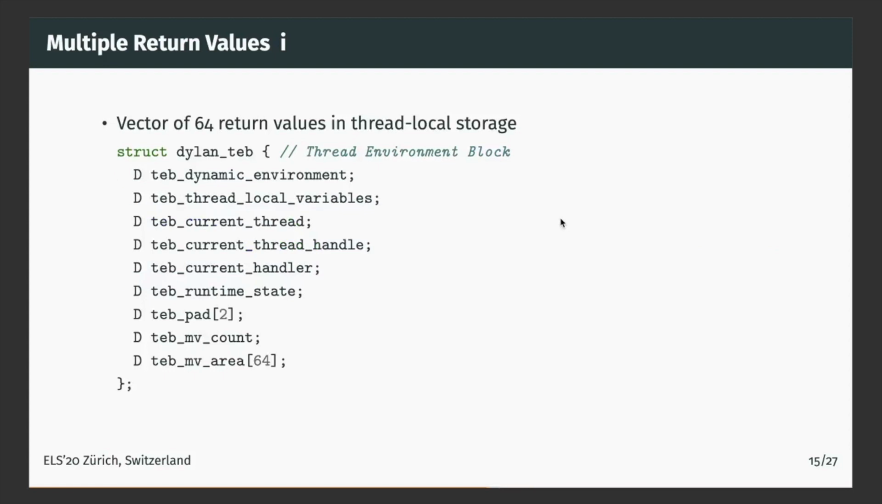Like Common Lisp, the Dylan language allows functions to return 0 or more values. Most standard calling conventions are not designed to support variable numbers of return values, making this a challenge to support. DFMC solves this with a vector of 64 return values in thread local storage, effectively a large register file.